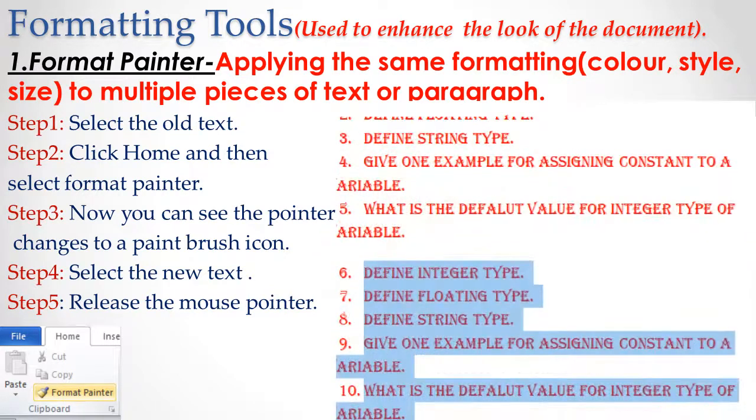After releasing the mouse pointer, the new 6 to 10 questions are there, right? Those questions were also changed to the old 5 questions' style, color, everything same as it is, like from the first document to the second document, the same style will be there. What is the use of format painter? Format painter is used to apply the same formatting to multiple pieces of text or paragraph.